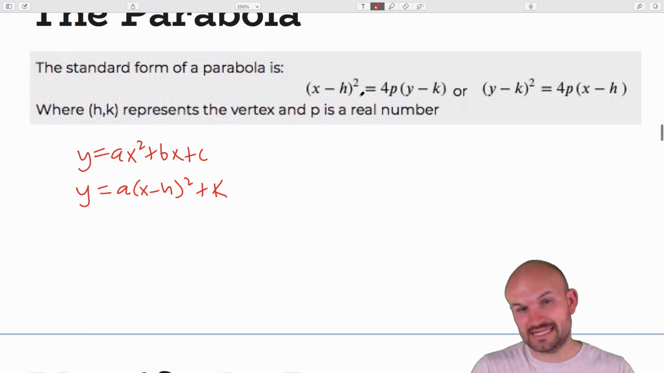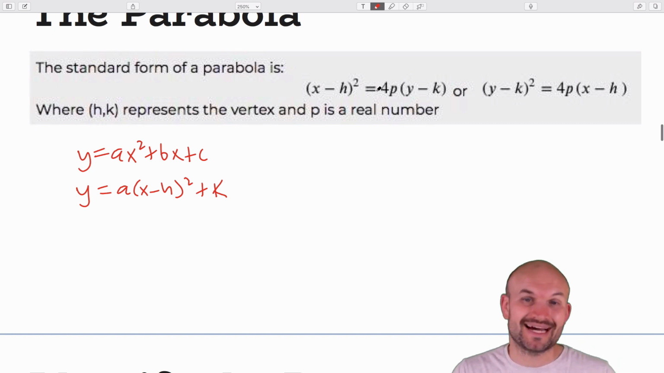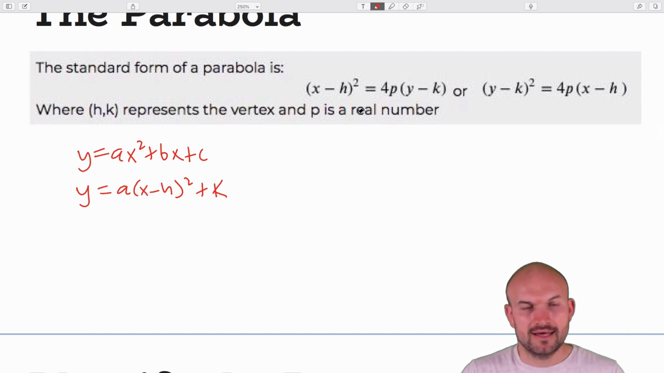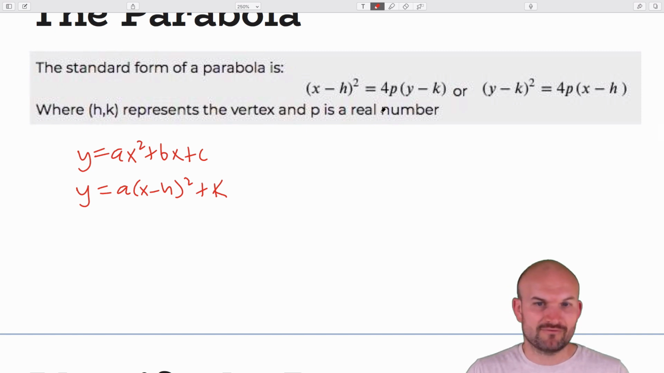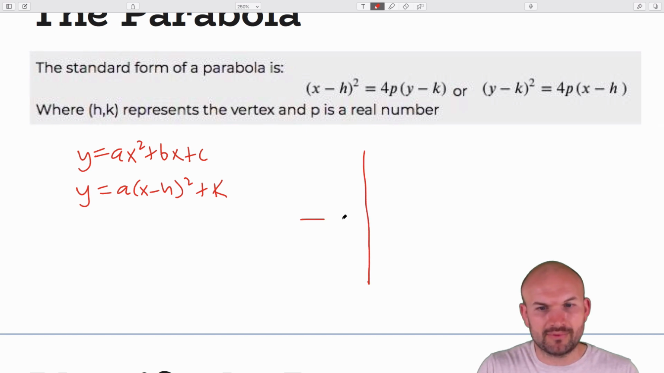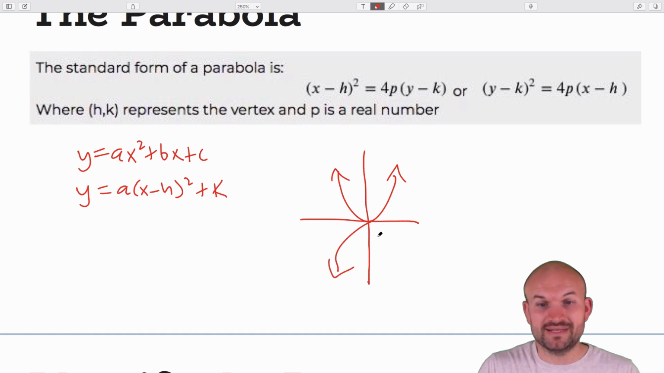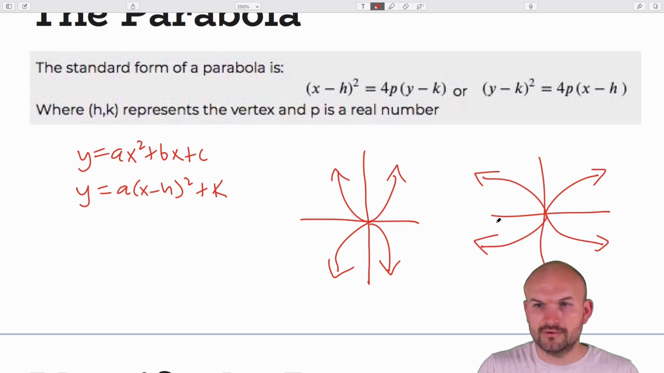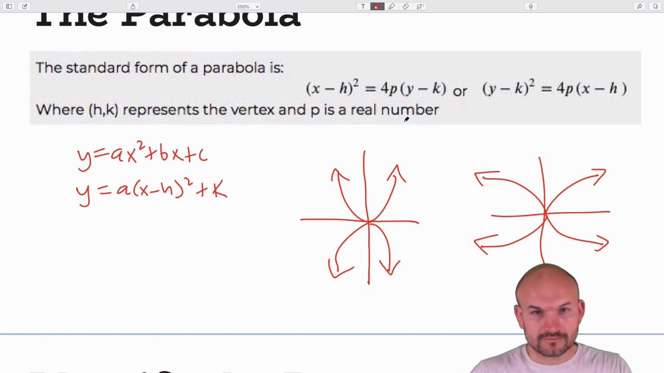That's going to be the exact same thing for our standard form of a parabola in conic sections. The only difference is we're going to have p, and we're not going to talk about p today. I just want you guys to see these new formulas. The important thing is that we can have a parabola that opens up, opens down, or opens up to the right or to the left. That is going to be dependent on this value of p.